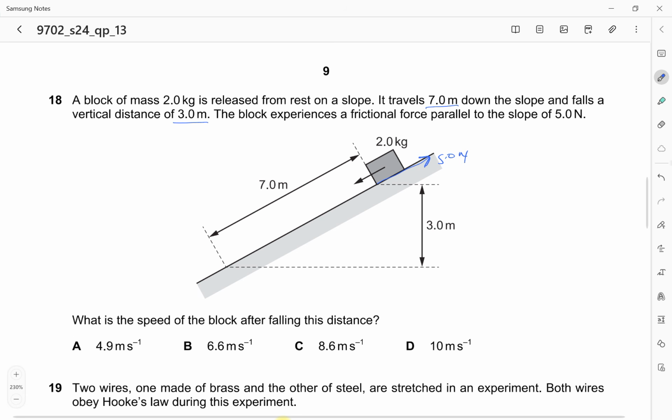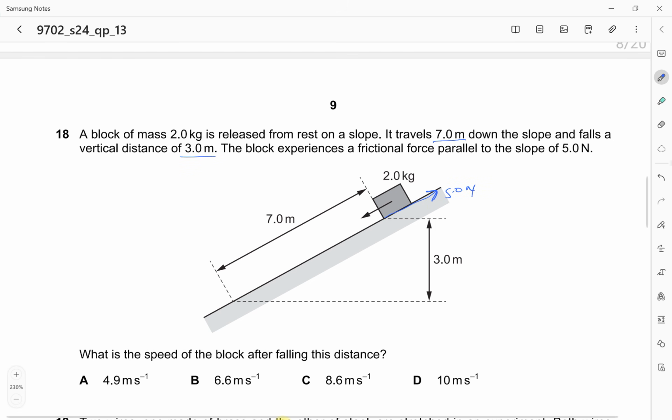So we are going to use two methods. We can use conservation of energy, or we can use equations of motion. I expect that both of them are going to give us the same thing. So if I use conservation of energy, I will say the loss in gravitational potential energy should be equal to the gain in kinetic energy. But because there's friction, there will be work done against friction, so plus the work done against friction.